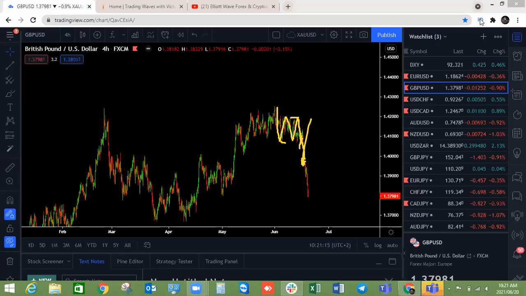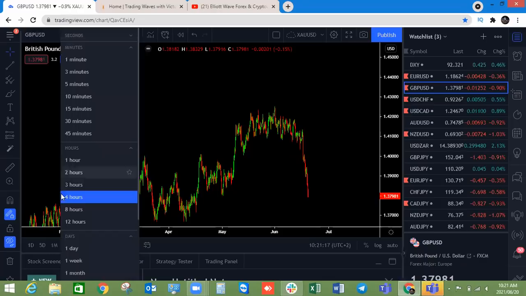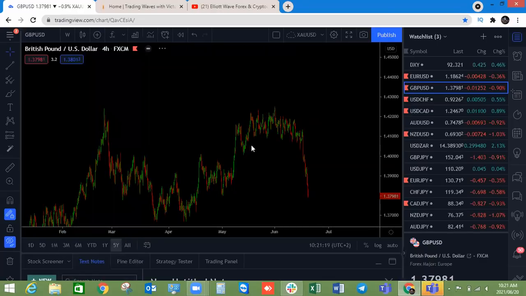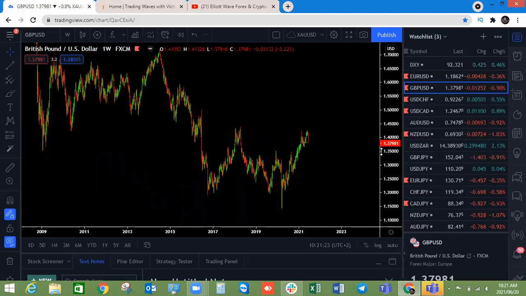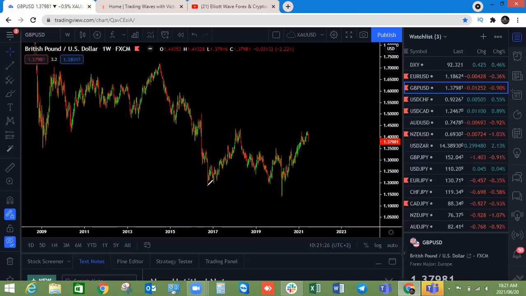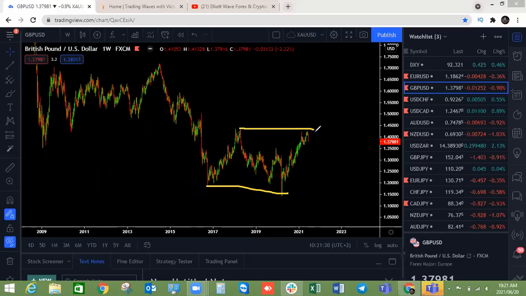So if you look at the weekly, this is the structure that we showed as well. You would not have been keen to buy this if you looked at this. This is what we showed last week. So look at the structure, the flat correction, and the reason why we've been buying pound US dollar for months is because of this structure. Is this structure now starting to play out? We're going to start getting the move to the downside.